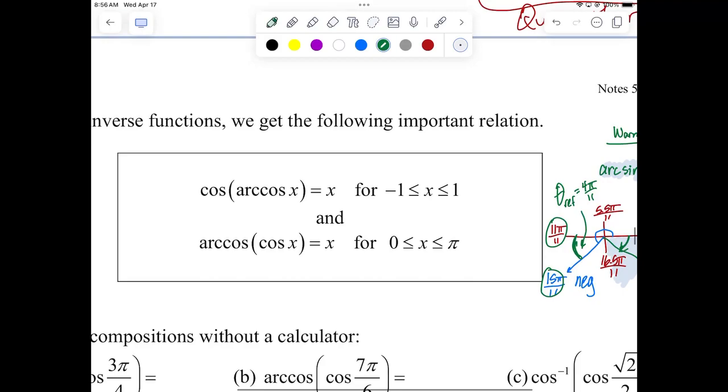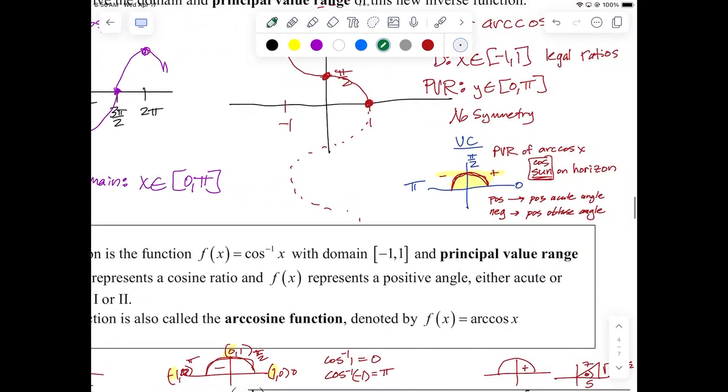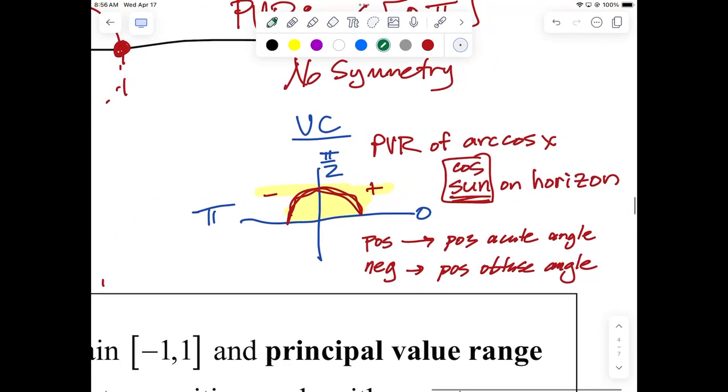Remember yesterday we learned about arc cosine. Arc cosine has a PVR that is from 0 to pi, 0 to pi. You'll never get a negative angle, but if you have a positive ratio, it's a positive acute angle. That's going to be true for all of them. Every single trig function, if you start with a positive ratio, you're going to get a positive acute angle. The question is, what happens if you get a negative ratio? For arc sine, it's a negative acute angle, but for arc cosine, it's a positive obtuse angle in quadrant 2.